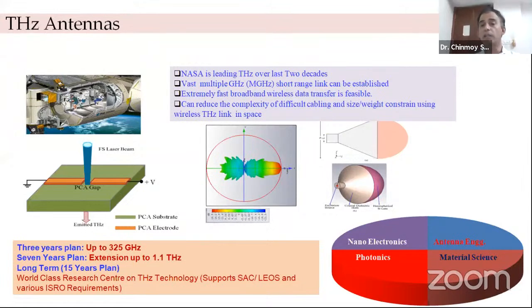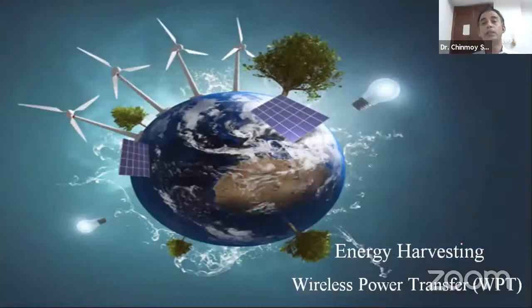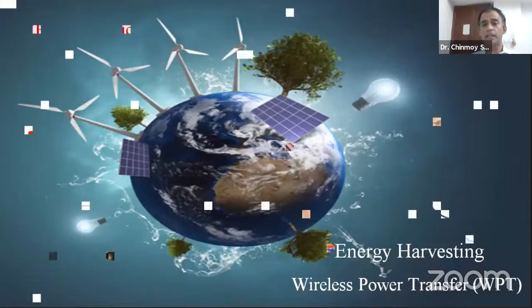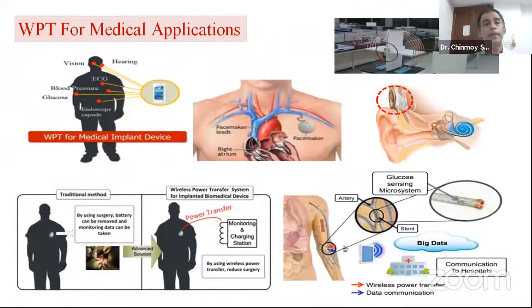So there is a new focus on terahertz antennas, which requires nanoelectronics, photonics, antenna engineering, of course, and material science. So these are really multidisciplinary research. We need almost all kinds of engineers to go ahead with this kind of work. And finally, this is the last or probably second last slide, the energy harvesting for biomedical applications or wireless power transfer. As I said, electronics are being embedded inside our body for different kinds of applications, starting from our hearing aid to the pacemakers and all.